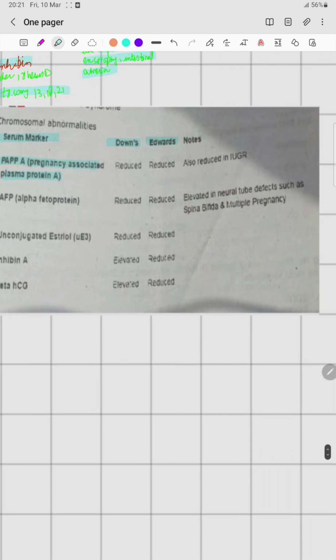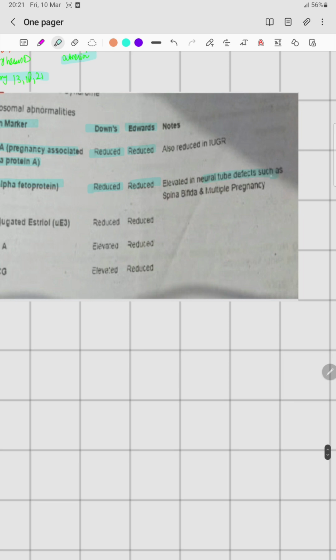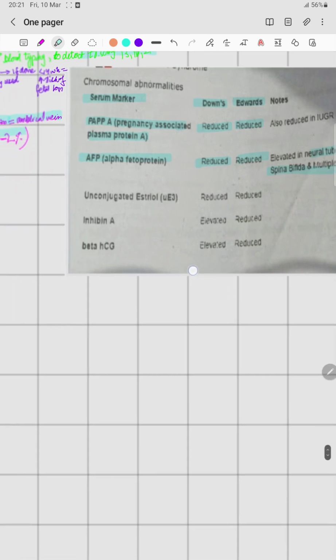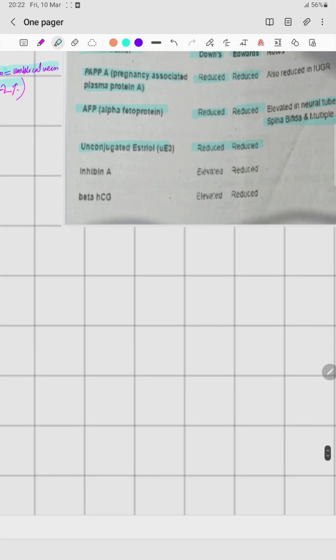It is reduced in Down syndrome as well as in Edwards syndrome. And then alpha-fetoprotein, we know that we have studied that it is reduced in Down syndrome and Edwards syndrome. However, it is elevated in neural tube defects such as spina bifida and multiple pregnancies. And then unconjugated estriol is again reduced in both Down syndrome and Edwards syndrome.